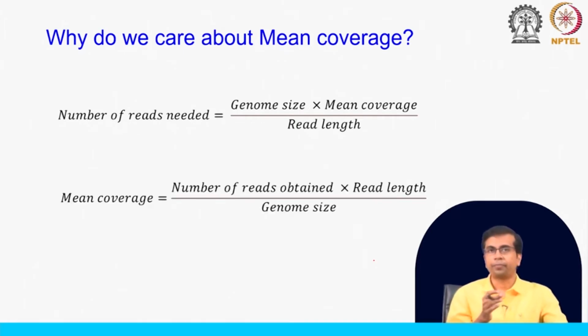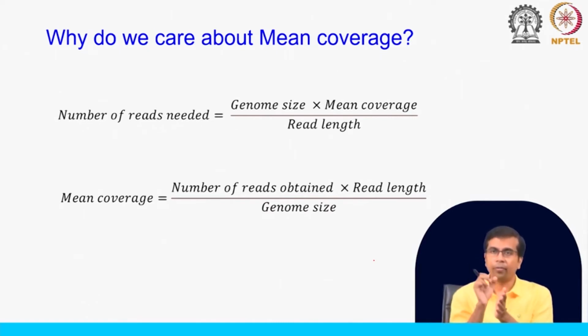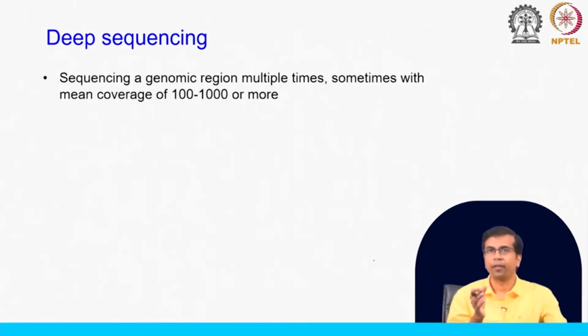And again you can turn it around and you can actually calculate what is the mean coverage that you will get if you know the number of reads that you will get from a platform and you know the read length of that platform, divided by the genome size. So, you can play around with this and you can calculate whichever parameter you need, what kind of mean coverage or what kind of read number you would need for your sequencing project.